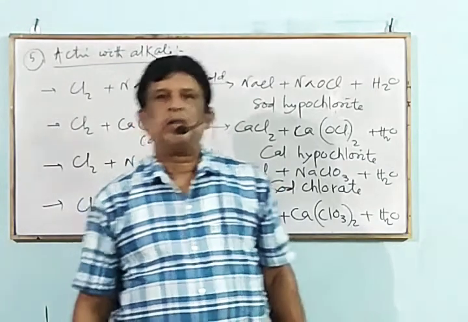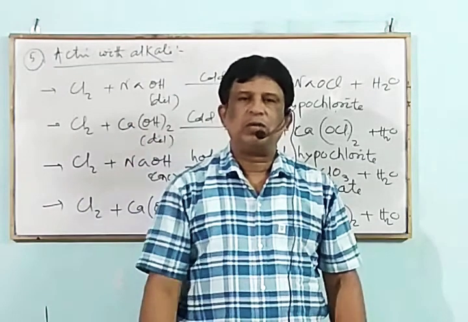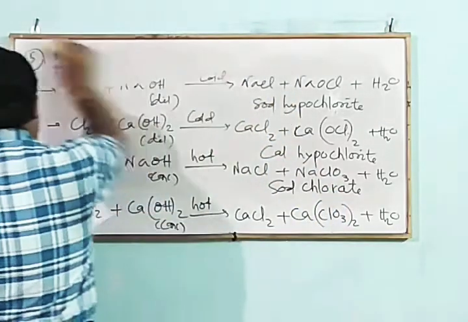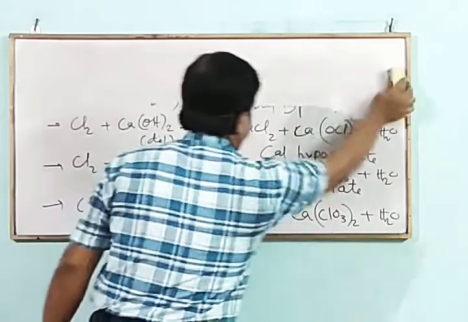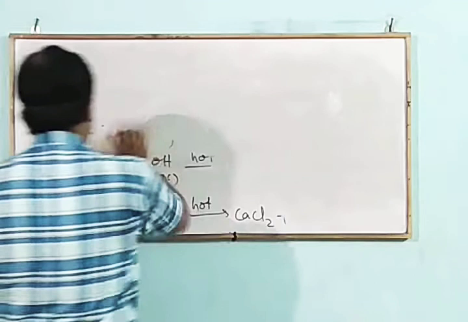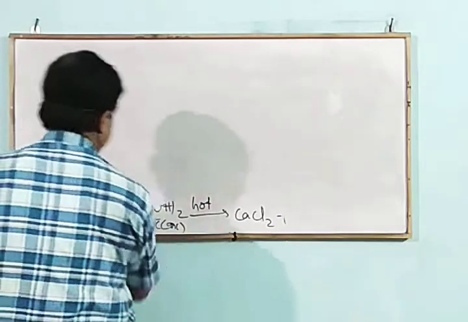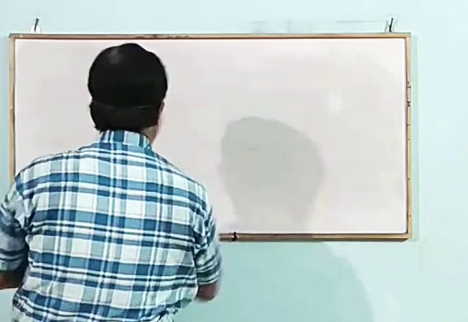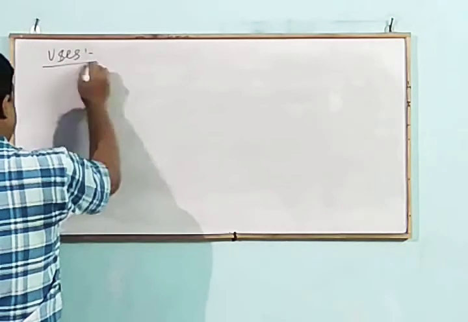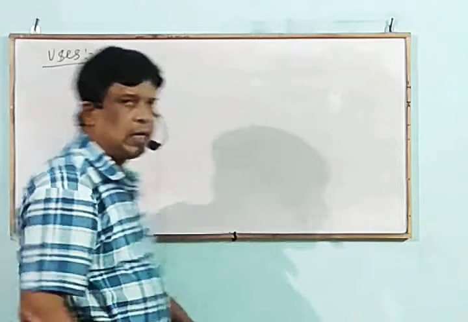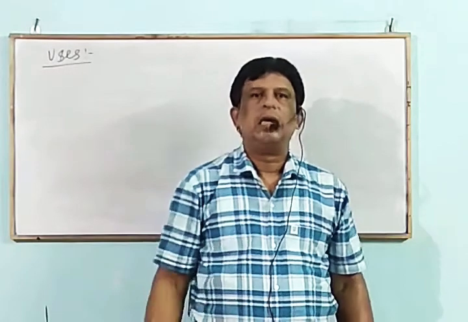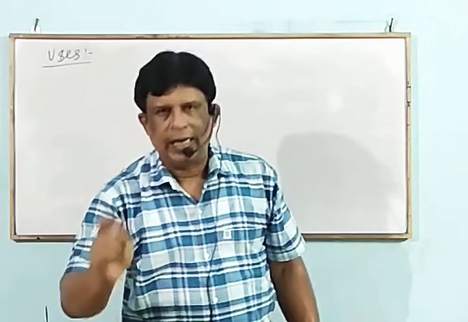It is all about the chemical properties. Next, switch over to uses of chlorine. Two to three points are there. It is used as a bleaching agent. It is used in sterilizing drinking water.